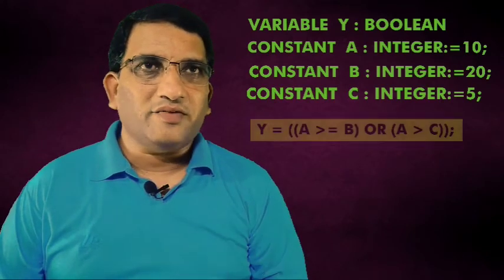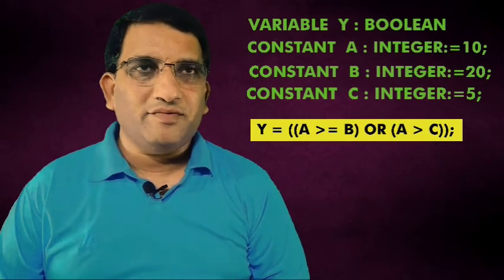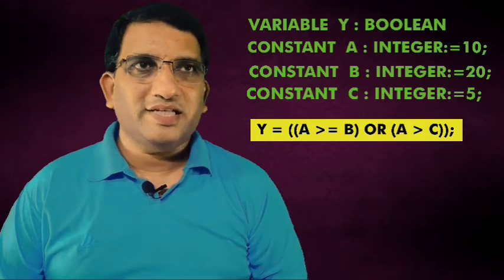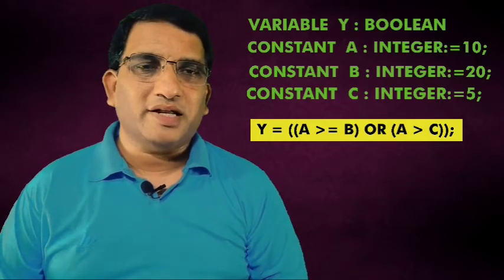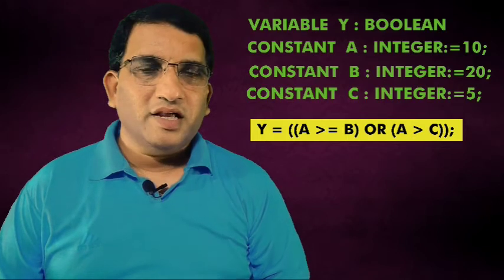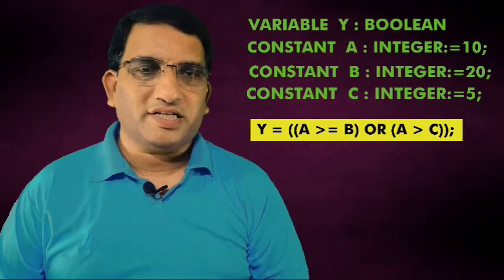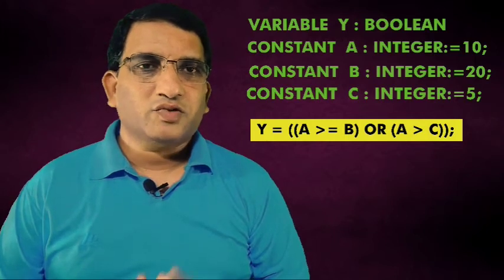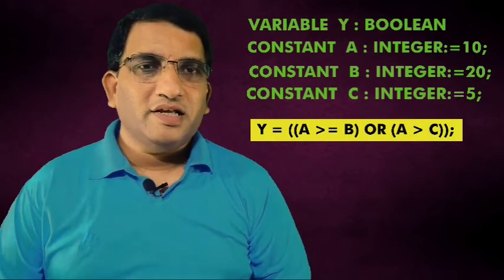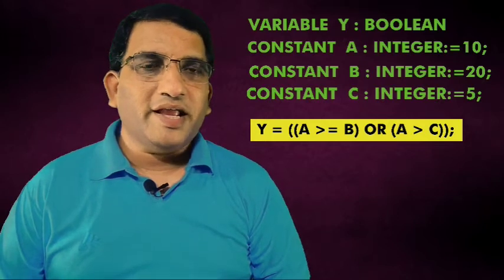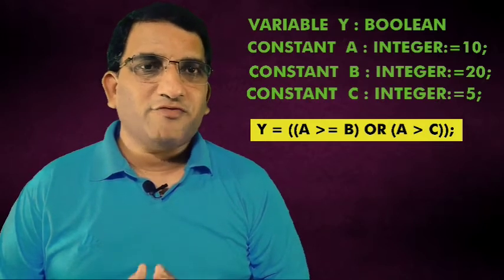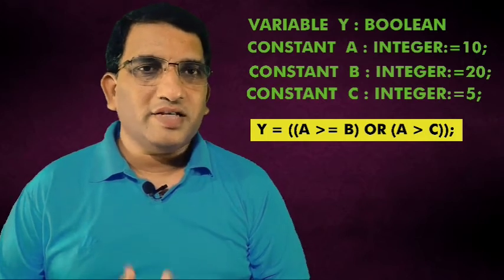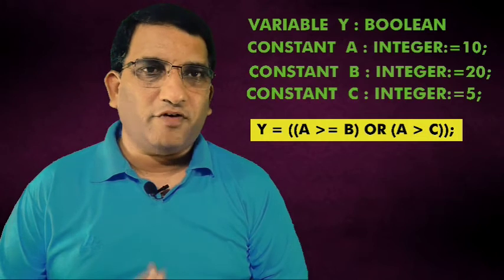Y is assigned with, in first bracket, a greater than or equals to b, then OR with, in second bracket, a greater than c. Now here there are two conditions tested. First condition is a greater than or equals to b. So when this is evaluated, a greater than b is false, because a contains 10 and b contains 20. So a value is less than b, and this condition will be false.